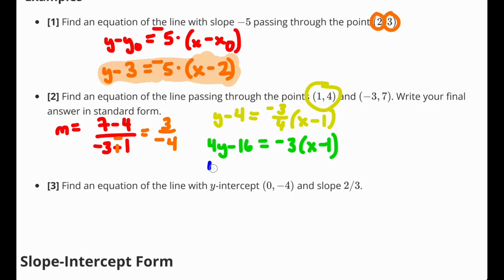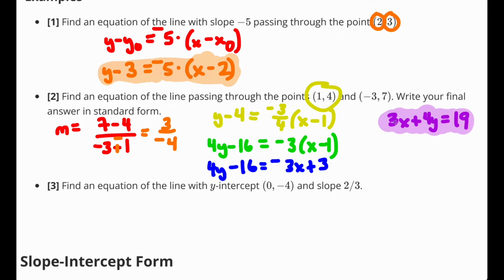Let's distribute that right side. It's going to be -3x plus 3. Okay, I'm going to get the x and y terms on the same side, so I'm going to add the 3x on both sides, and then I'm going to add 16 to both sides. From there, we are in standard form, so that is the final answer.